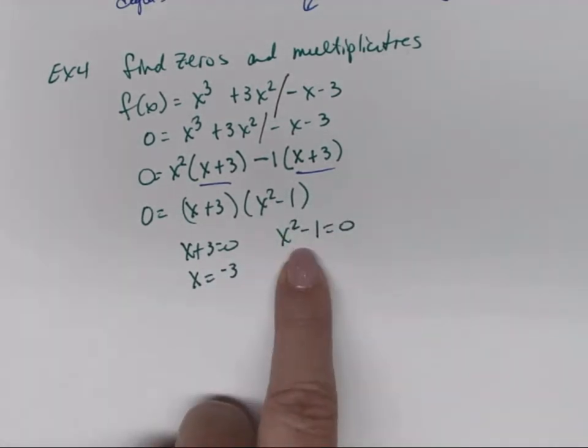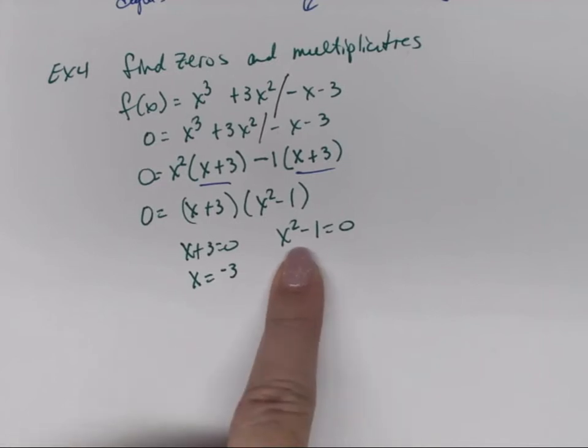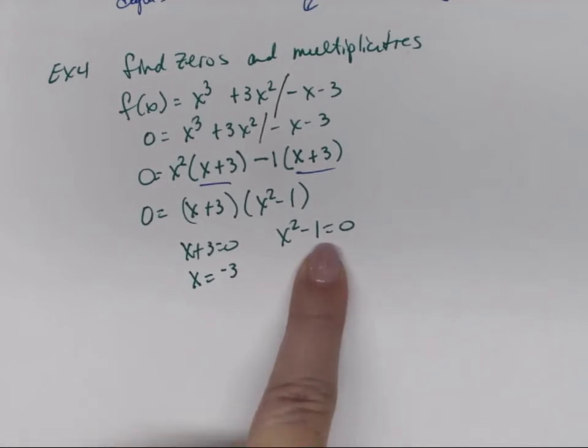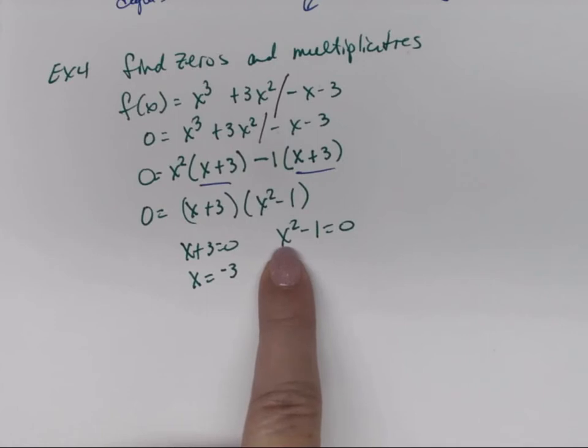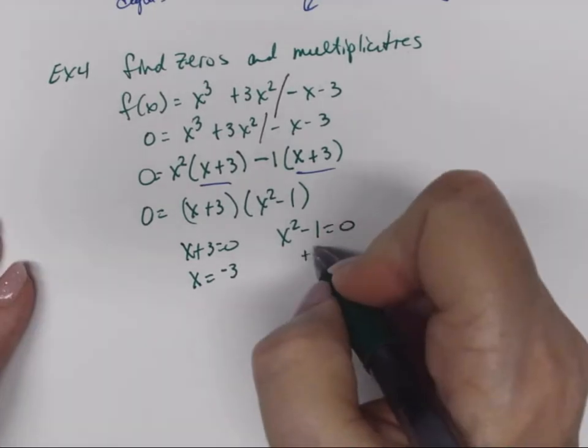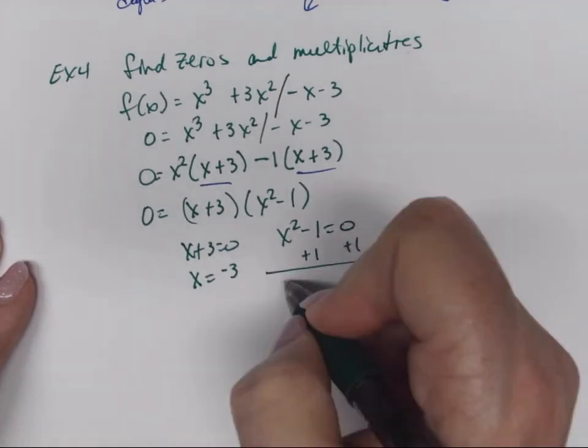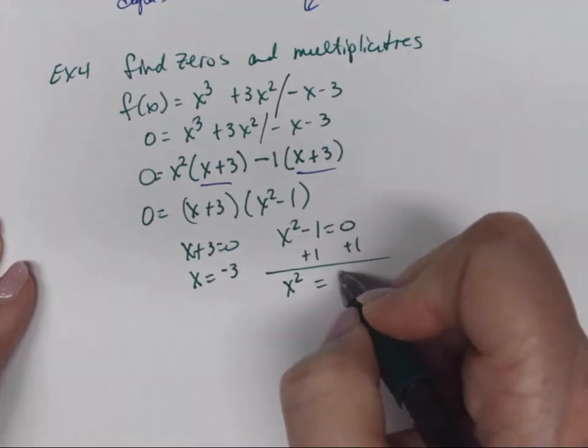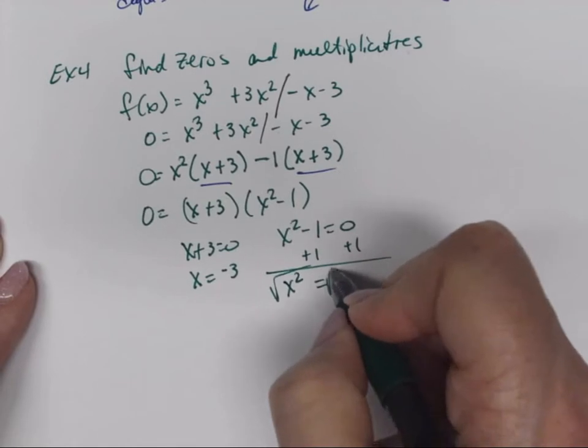This part you can solve a couple of ways. You can either move the 1 over and take the square root property, or you can factor it because it's the difference of squares. I'm going to just move it over so we can practice that square root property. We get x squared equal to 1, taking the square root of both sides.